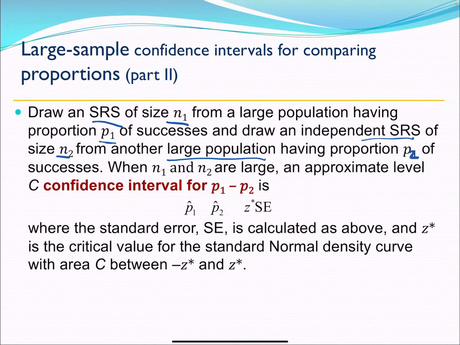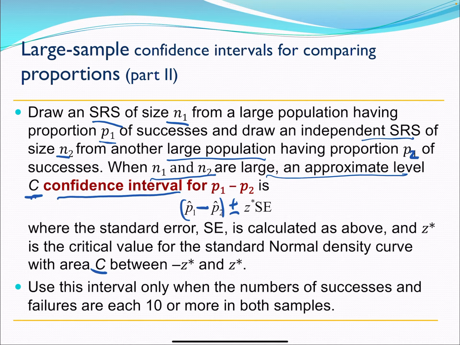So when n1 and n2 are large, an approximate level C confidence interval is going to be the difference in my sample proportions plus or minus Z critical times our standard error, where the standard error SE is calculated as in the previous slide, and Z star is the critical value for the standard normal density curve with area C between negative Z critical and positive Z critical. And we can only use this when the number of successes and failures are each 10 or more in both samples. Okay, so they've got to be pretty decent.